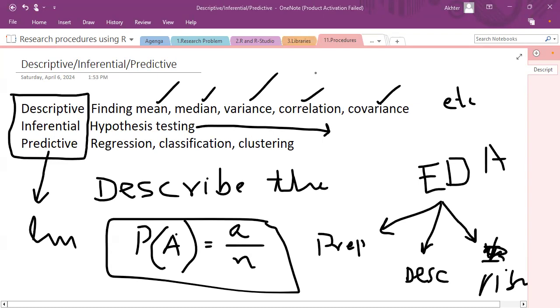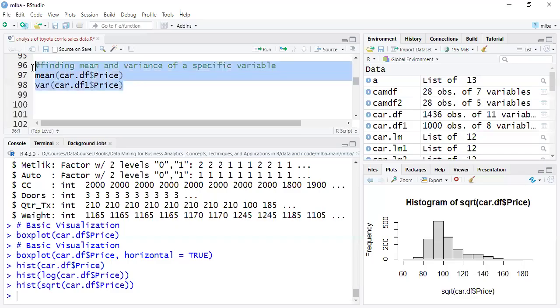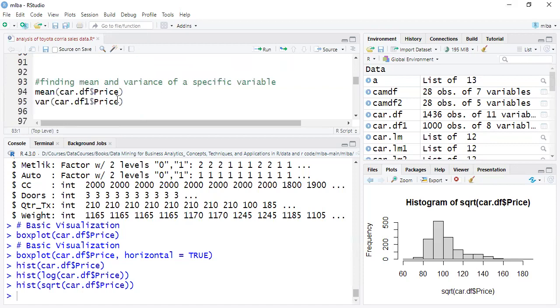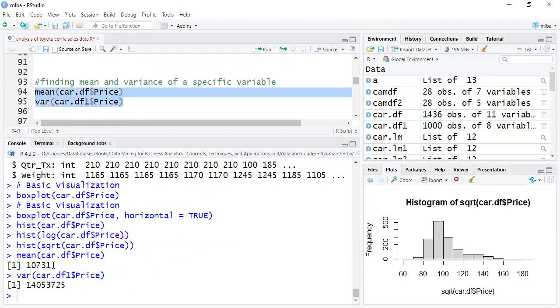Now coming to the R script again, finding the mean and variance. This is a descriptive procedure. I just kept two simple commands: finding the mean of the prices and finding the variance of the prices. Just run these two commands. So the mean is 10731. It's the average price of a car.